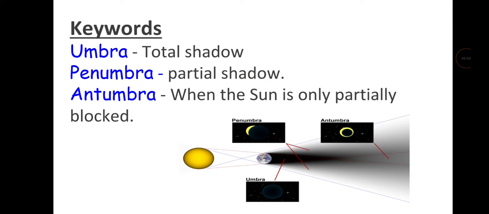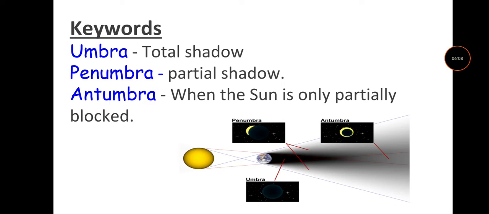Now here are some keywords. Umbra means total shadow, and penumbra means partial shadow, and antumbra means when the sun is only partially blocked.